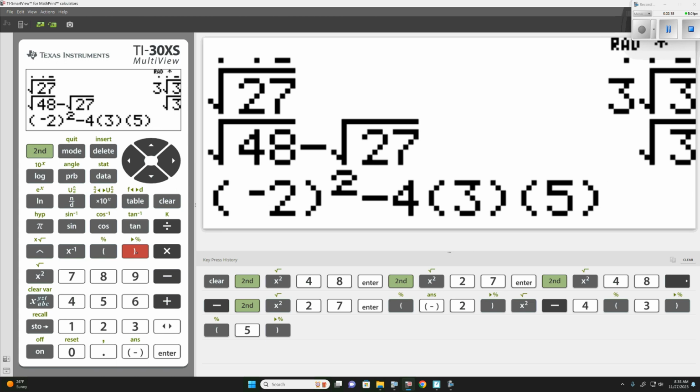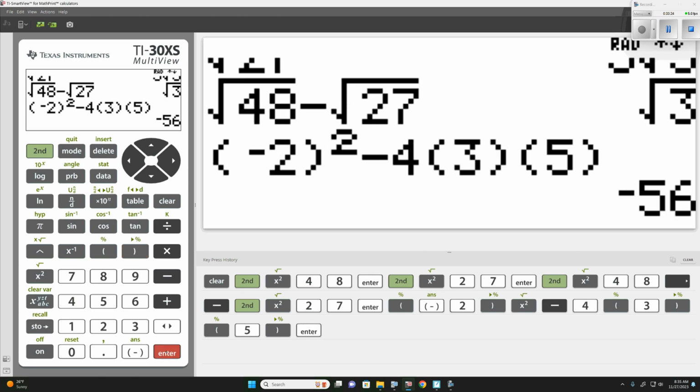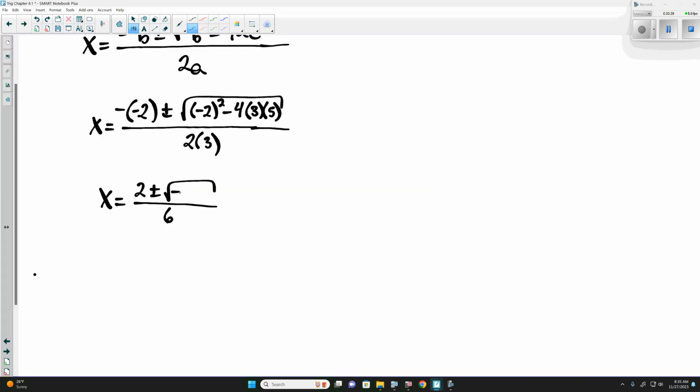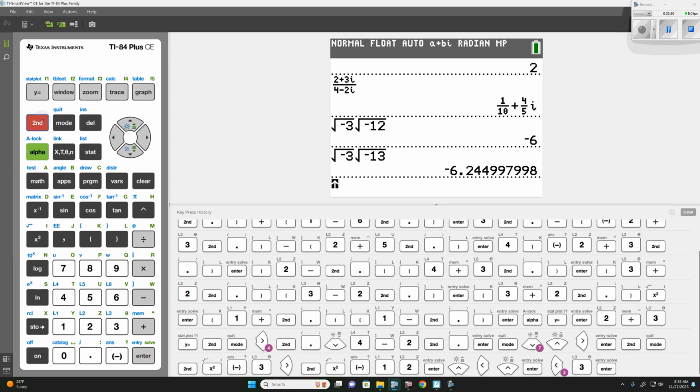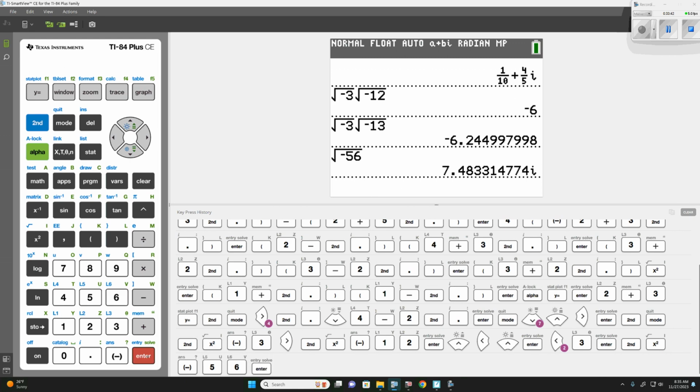So what I do is I take the 30xs, I simplify what's inside, enter, we get negative 56. So I come back over here and say that this is negative 2 plus or minus the square root of negative 56 all over 6. Because if I wanted to, graphing calculator, second square root, negative 56, enter. It does reduce it, but that's not very helpful. The only reason that this is helpful is if we're actually solving for something, we're trying to find the exact value, then that's kind of helpful, but not too much.